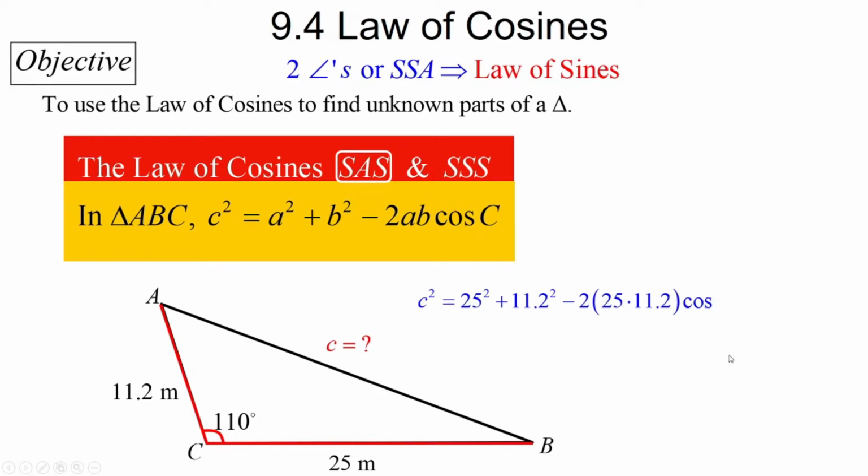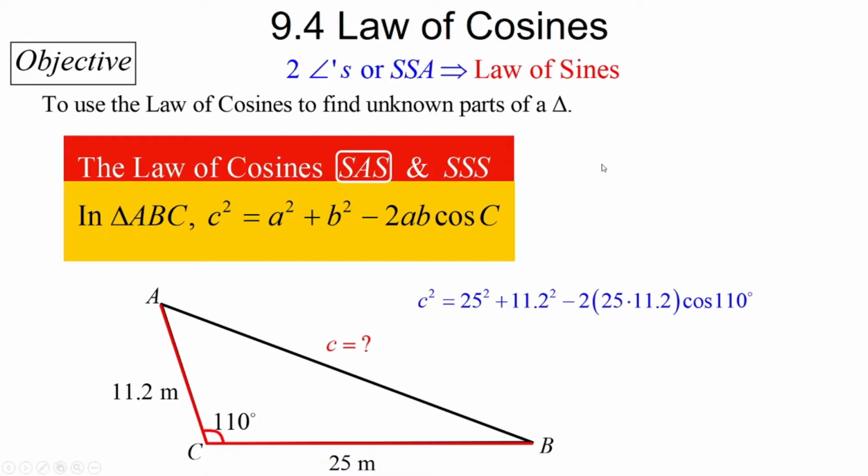And look at that. I did the general one more time, and I'm putting the numbers in here. So let's look at it like this then. So c squared equals, all right, see this 25? That's a, and I have to square it, 25 squared. See the 11.2? That's opposite angle B, so 11.2 squared minus 2 times my a again, 25, times my b again, which is 11.2, times cosine of the included angle C, which is 110 degrees, right there.